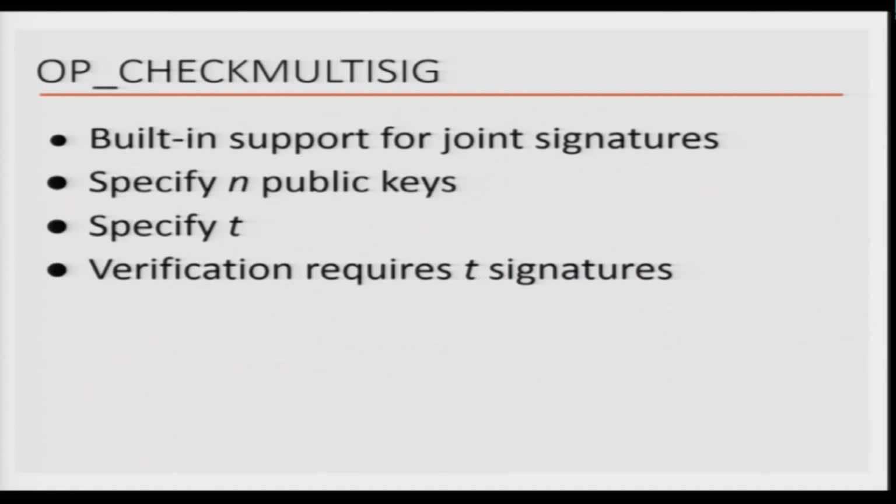Multisig is an important opcode. It specifies n public keys and a number t, and if you want to verify joint signatures, you require that t of them should verify. Not all n necessarily have to sign, but at least t of them should verify. If you specify t as n, then you require all n entities to sign the transaction for the transaction to be valid.